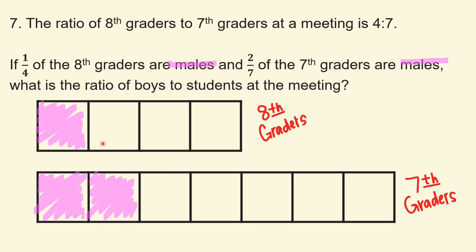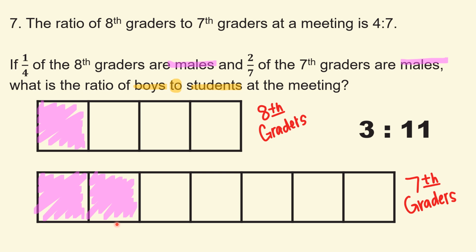Okay, and now we can figure out the ratio of boys to students. All right, so that's the way we're supposed to be writing the answer here. Boys, students. All right, so count up. All these boxes represent the total number of students, right? So 1, 2, sorry, let me switch to my laser. 1, 2, 3, 4, 5, 6, 7, 8, 9, 10, 11. All right, so 11 students in total. And out of those 11, 1, 2, 3 are males. All right, so the ratio of males to students is 3:11.